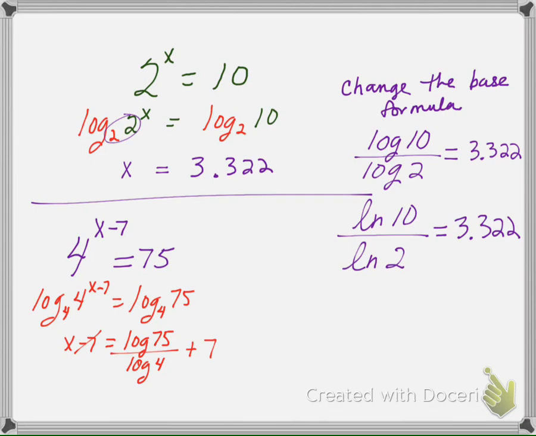Now that it's solved for x, now is when I pick up a calculator. Now I pick up a calculator and say, okay, log 75, close my parenthesis, divide by log 4, close my parenthesis, I hit equals. I get that answer, and I hit plus 7. And then I get one answer all at one time. That way I'm not having to write down this big long decimal number throughout my whole problem.